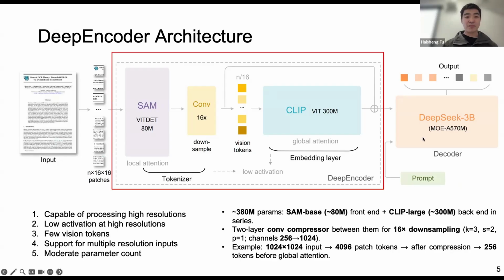This part is about the deep encoder architecture I described in the last slide. Here I want to emphasize that it has 5 design goals. For example, the first is being capable of processing high resolutions, low activation with high-resolution inputs, few vision tokens, support for multiple resolution inputs, and moderate parameter counts. And this is detailed.